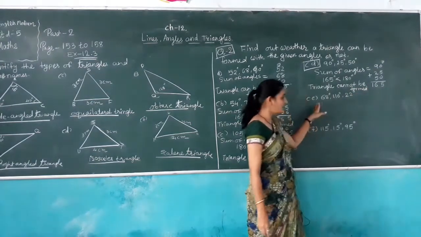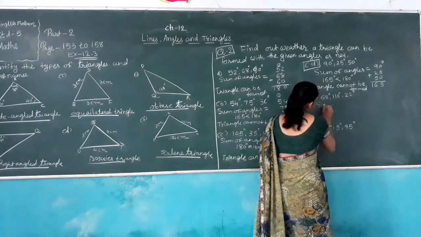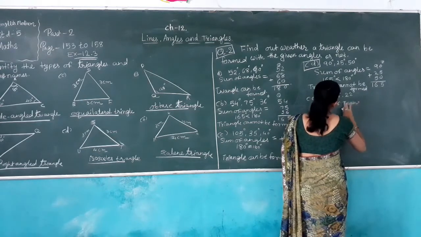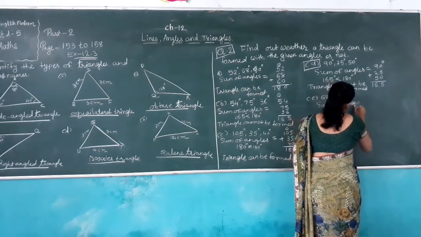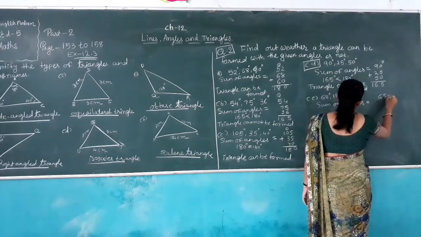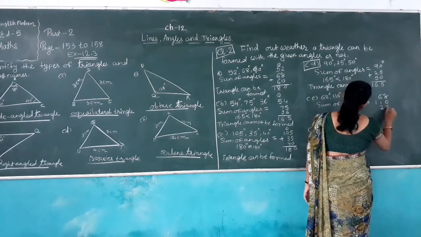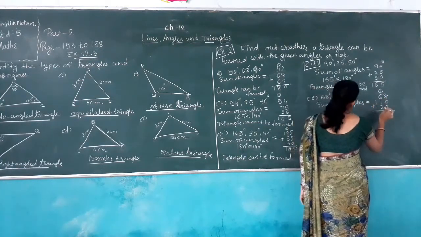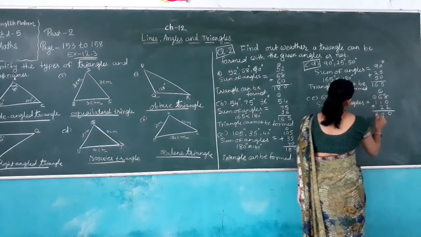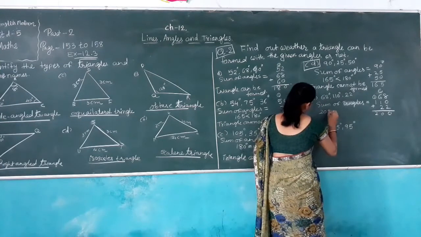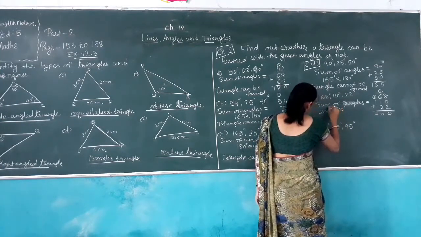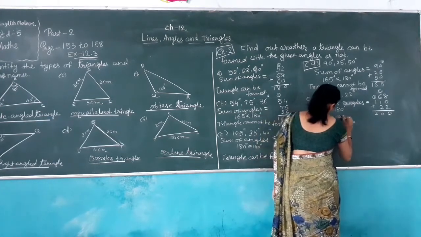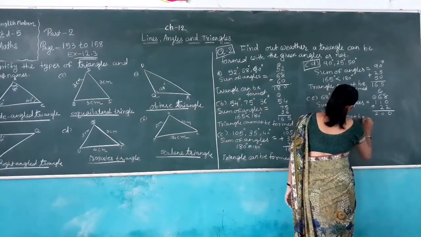Next one, 68 degrees, 110 degrees and 22 degrees. So the sum of angles is equal to 68, 110 and 22. 8 plus 2 is 10, carry 1, 6 plus 1 is 7, 8, 9, 10, carry 1, here 2. So we get the answer 200, greater than 180 degrees. That means the triangle cannot be formed.